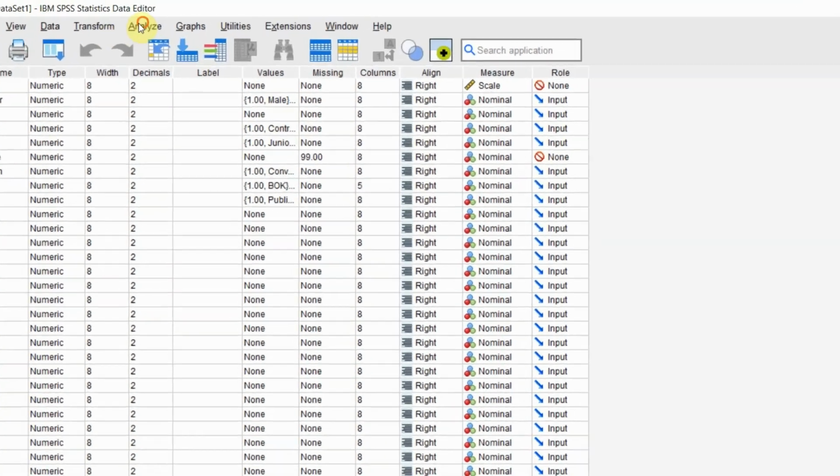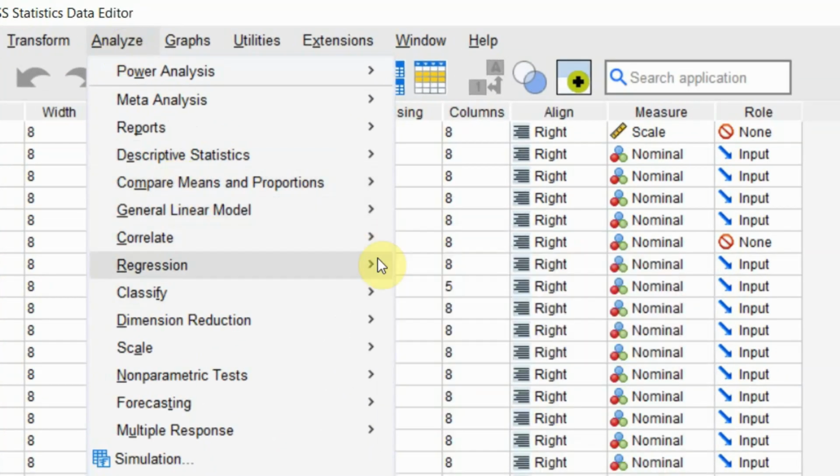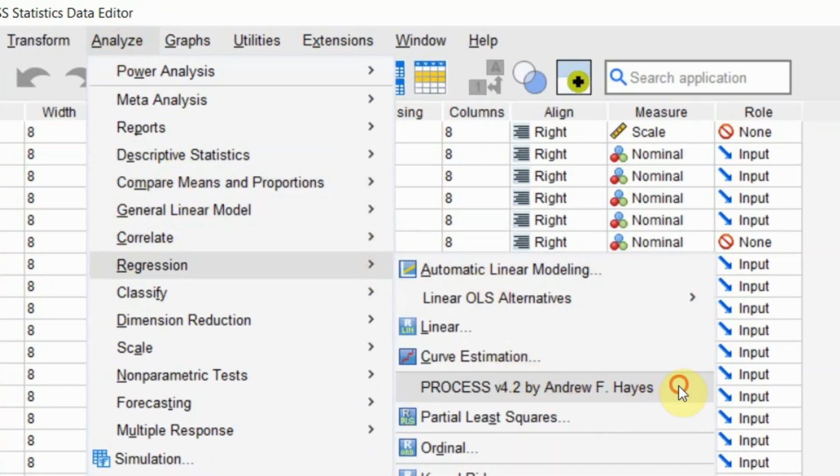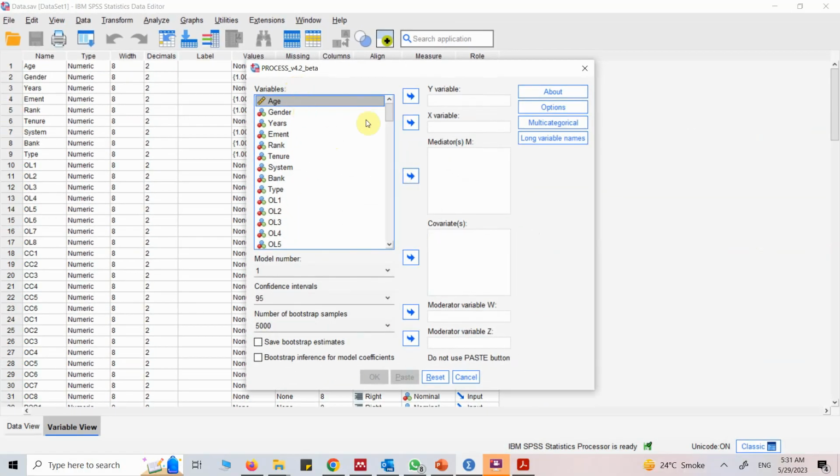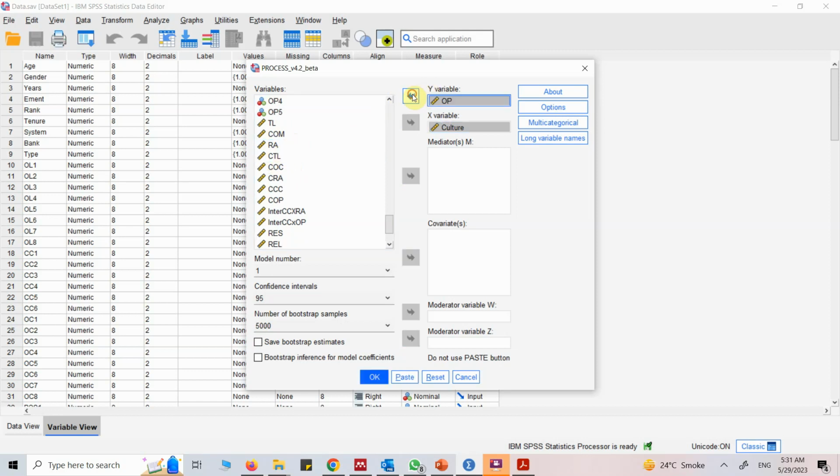So go to Analyze, Regression, and we are going to use Hayes' PROCESS macro. And what is my X variable? My X variable is culture. My DV is organizational performance, and my moderator is role ambiguity, and I'm choosing Model 1.